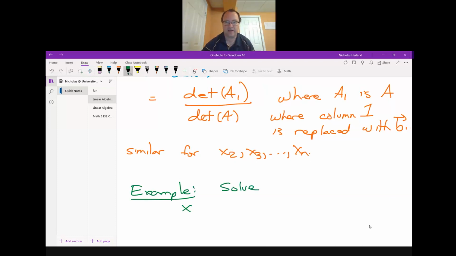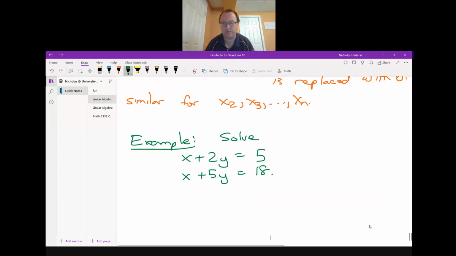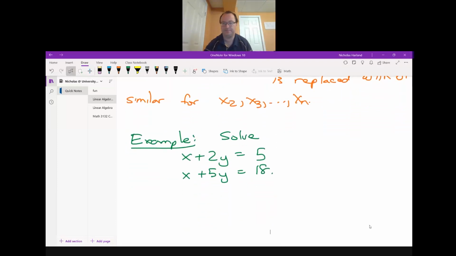So we can solve x plus 2y equals 5, x plus 5y equals 18. Obviously not one that you would need to do anything fancy to solve, but just to get used to the ideas.